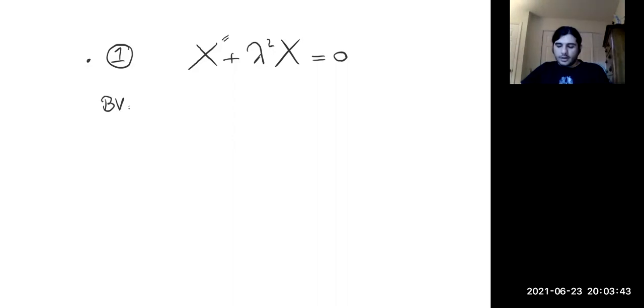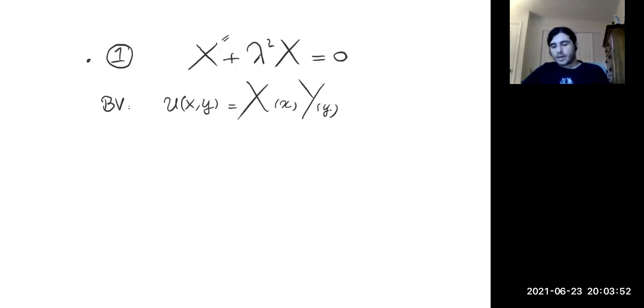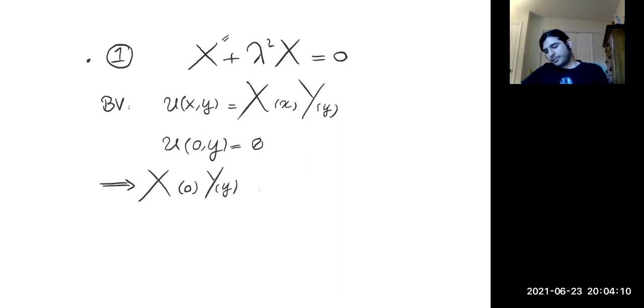So u of x and y is equal to X of x times Y of y, right? What is u of, let's say, 0 and y? We assumed it is equal to 0. That was part of the boundary value condition. That means X of 0 times Y of y is equal to 0. Since we do not want to get a trivial solution, we should assume X of 0 is equal to 0, not Y at every point y, because that would give us a trivial solution everywhere.